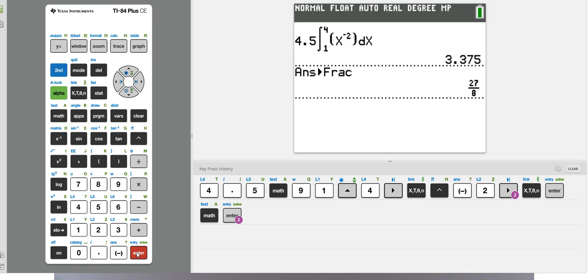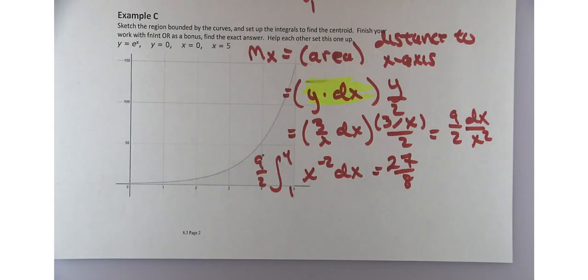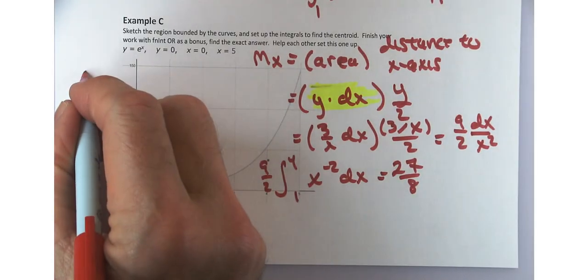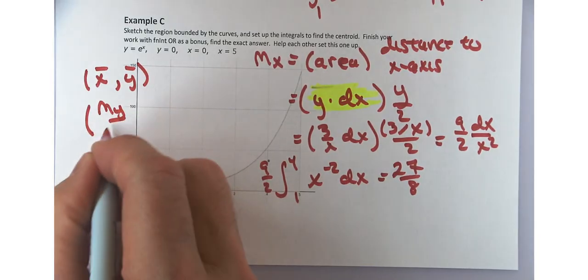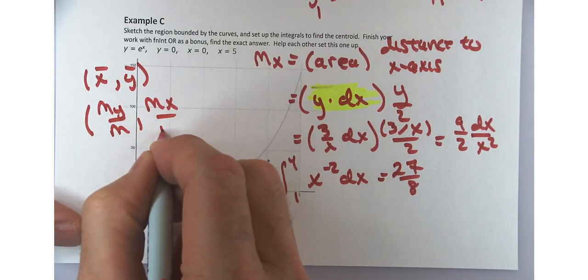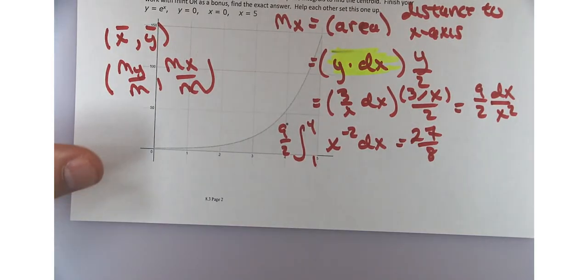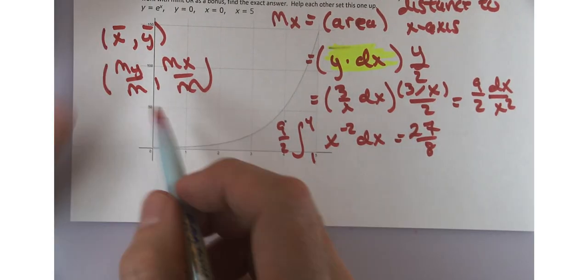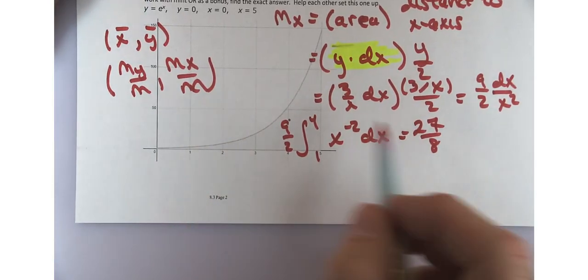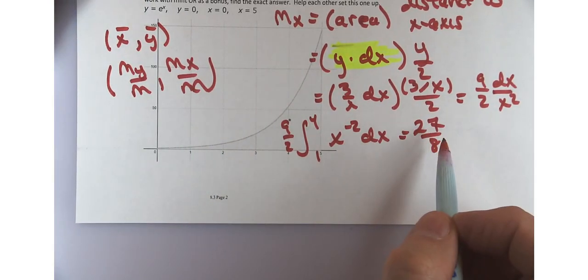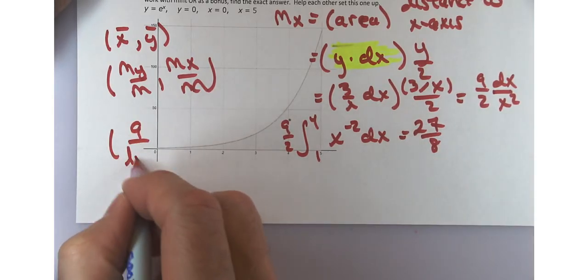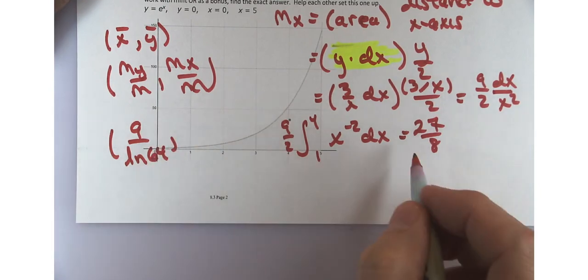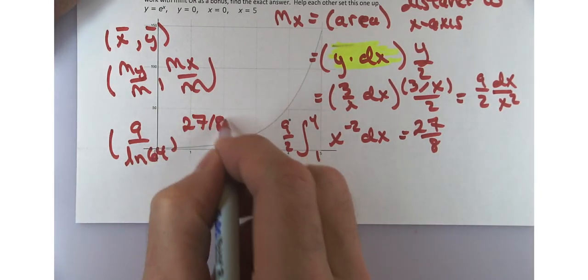Last but not least, let's plug that into find x bar and y bar. So x bar and y bar are going to be M sub y over M and M sub x over M. Let's take a look at M sub y. M sub y was 9, right? So 9 over natural log of 64, and then 27 over 8 divided by ln of 64.